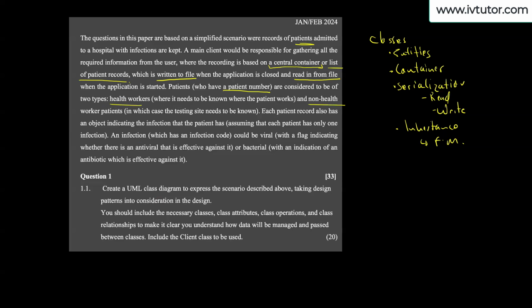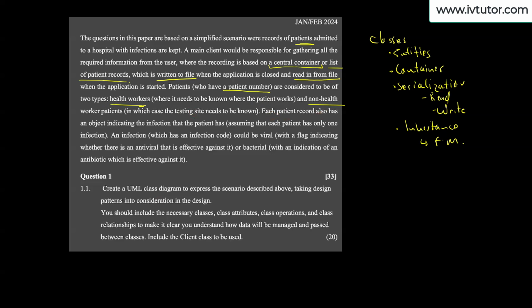And to further emphasize that health workers should become a class, it's because you've got an attribute. If it's a health worker, it needs to be known where the patient works, right? That's an address or a location. That's an attribute, which means it has to live within a class. And for non-health workers, you want to store the testing site. So these become your attributes within these classes. Already you can start to see the picture of having a patient and health workers, non-health workers there.